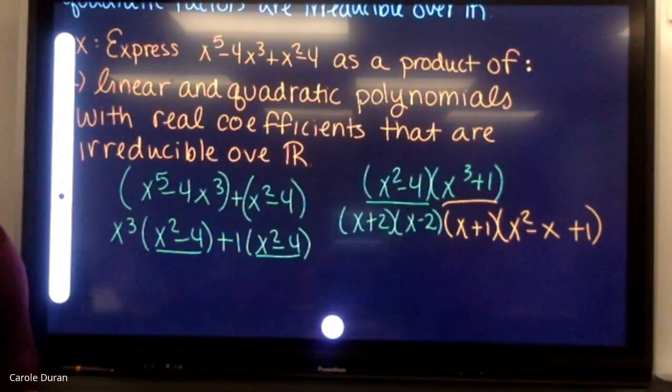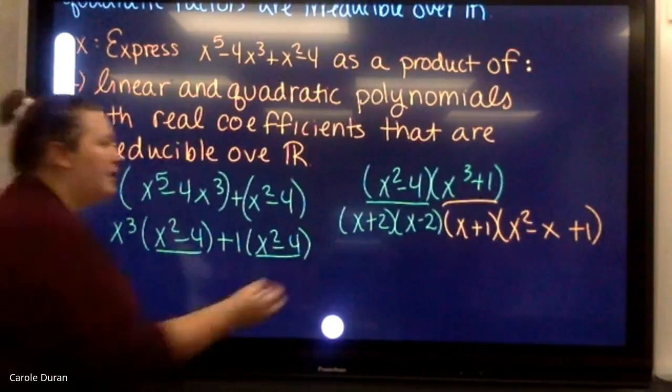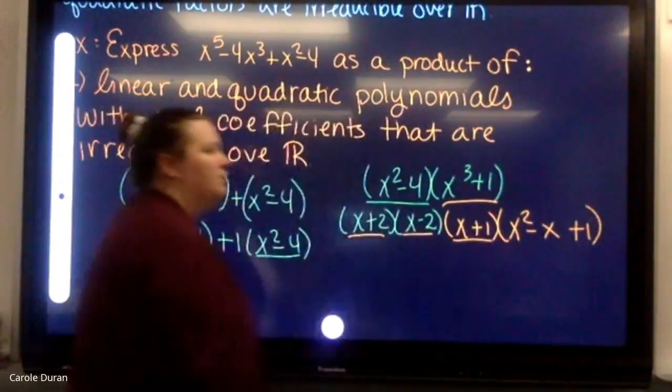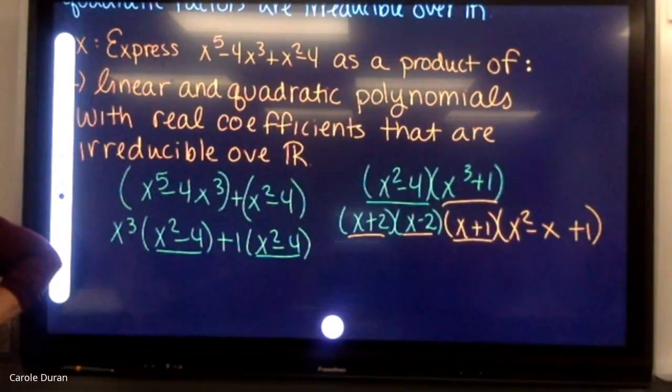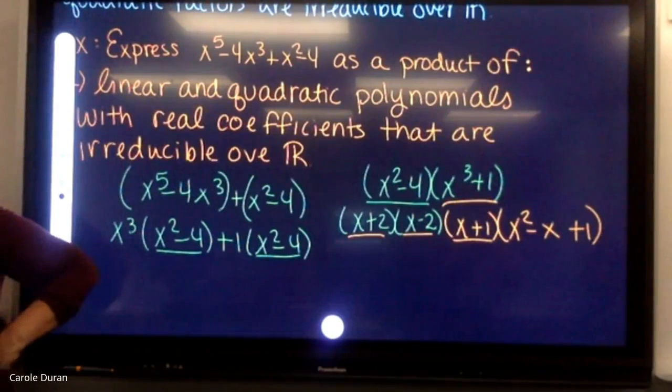The good news is I'm almost done because I have 3 linear factors. All I have to do now is decide if x squared minus x plus 1 is irreducible over the set of real numbers, or if I can factor it some more. How do you think I'm going to do that? We could try to factor like a CB chart, or I could use my foolproof quadratic formula. And if I get a negative under my square root, then I'm done because I cannot factor it anymore. So let's do the quadratic formula.